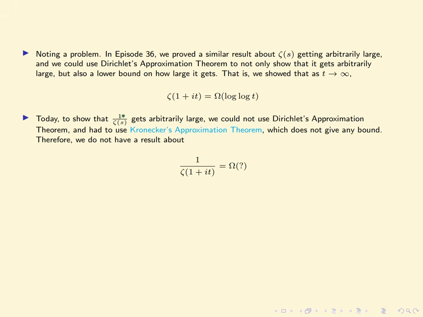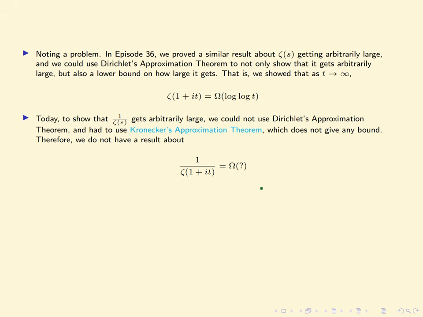That's because in episode 36, we just needed all the cosines to be close to +1, or at least sufficiently positive. But today what we're trying to do is get all the cosines to be sufficiently negative, and that's why we needed an offset. So therefore, we couldn't use Dirichlet's approximation theorem. We had to use Kronecker's approximation theorem. And this theorem just doesn't give you any bound. It just says a t exists, but it doesn't say how high this t could be. So therefore, we do not have a result about 1 over zeta of 1 plus it being omega of something.